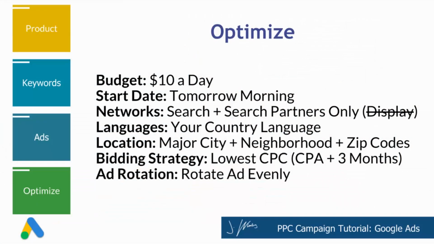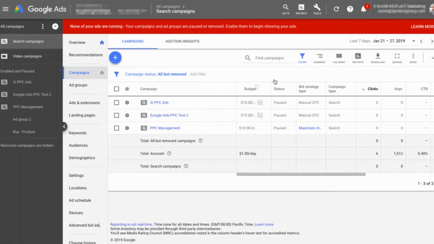So now we're ready to jump into the AdWords interface and actually put together our campaign. Here are the settings that I recommend you use as you move forward optimizing and testing. We're going to start at $10 a day. We'll set the start date to tomorrow morning, just to make sure you have plenty of time to go through all of your settings and make sure nothing goes live while you're still trying to fix things. For languages, we'll use whatever your native language is, and for location, we will be doing cities, neighborhoods, and zip codes. And I'll get into what our bidding strategy options are in a little bit.